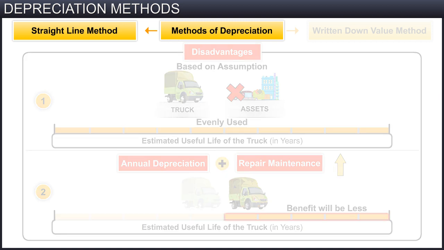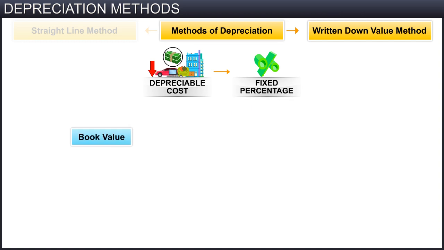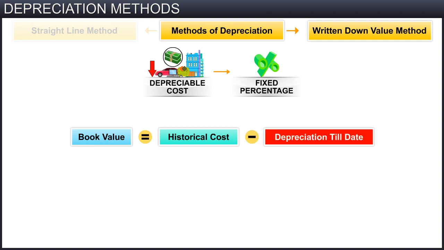These disadvantages are overcome in the second method, which is the written down value method. Going ahead, we will now learn about this second popular method. Under this method, the depreciation is taken as a fixed percentage on the book value of the asset. The book value of the asset refers to the value arrived at from the historical cost minus depreciation till date.